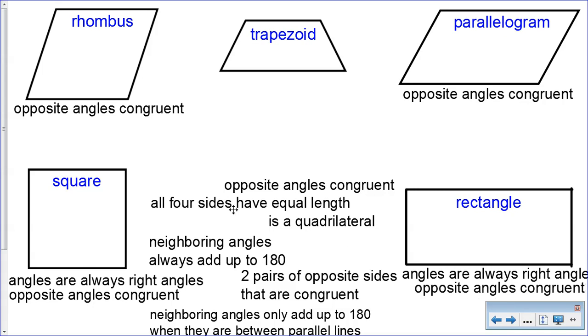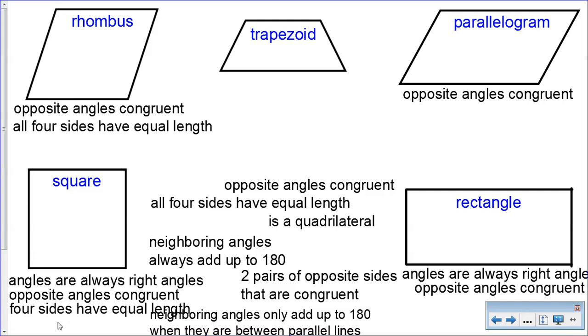All 4 sides have equal length. Well, that's true in only 2 of our shapes. That's going to be true in the rhombus. All 4 of these sides are congruent. And in a square, all 4 sides are going to have equal length.